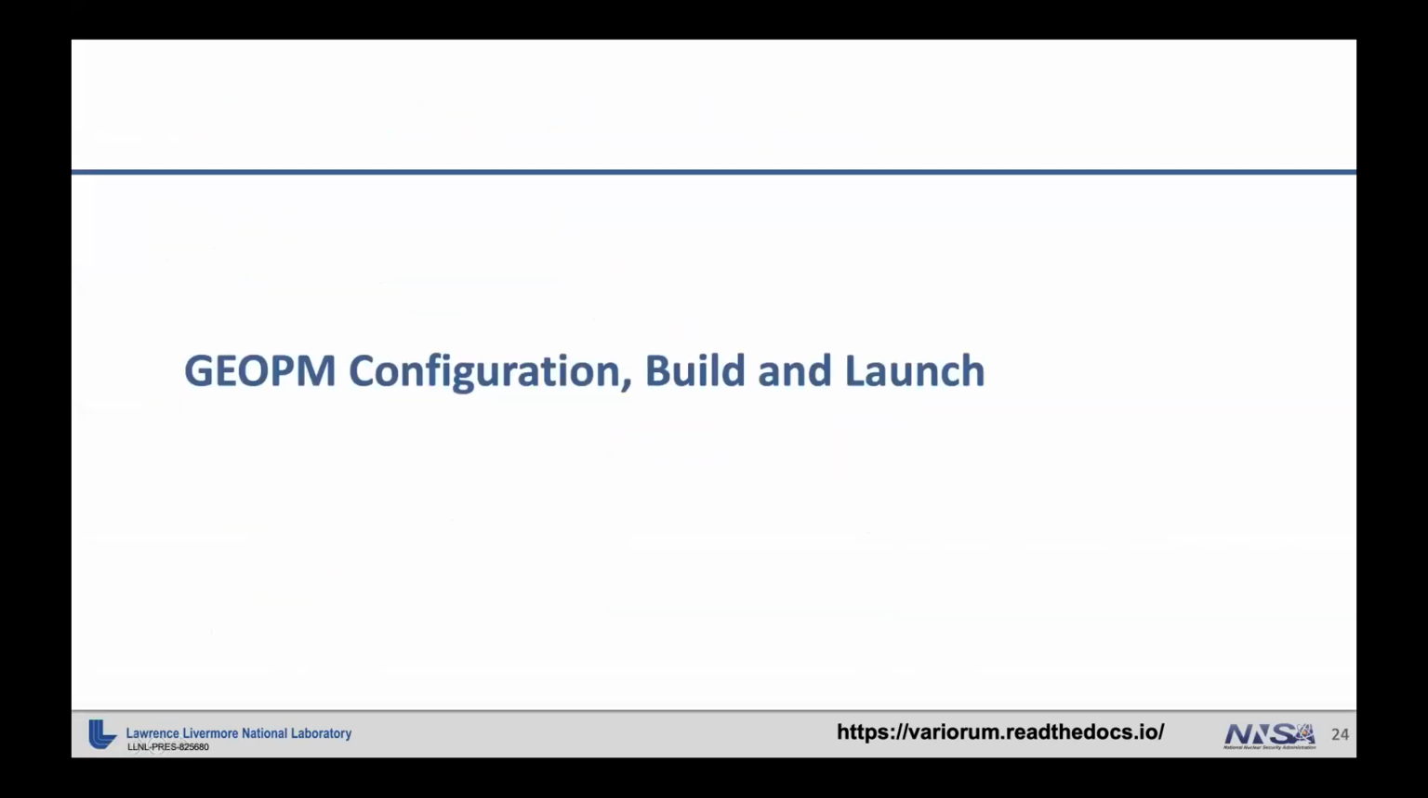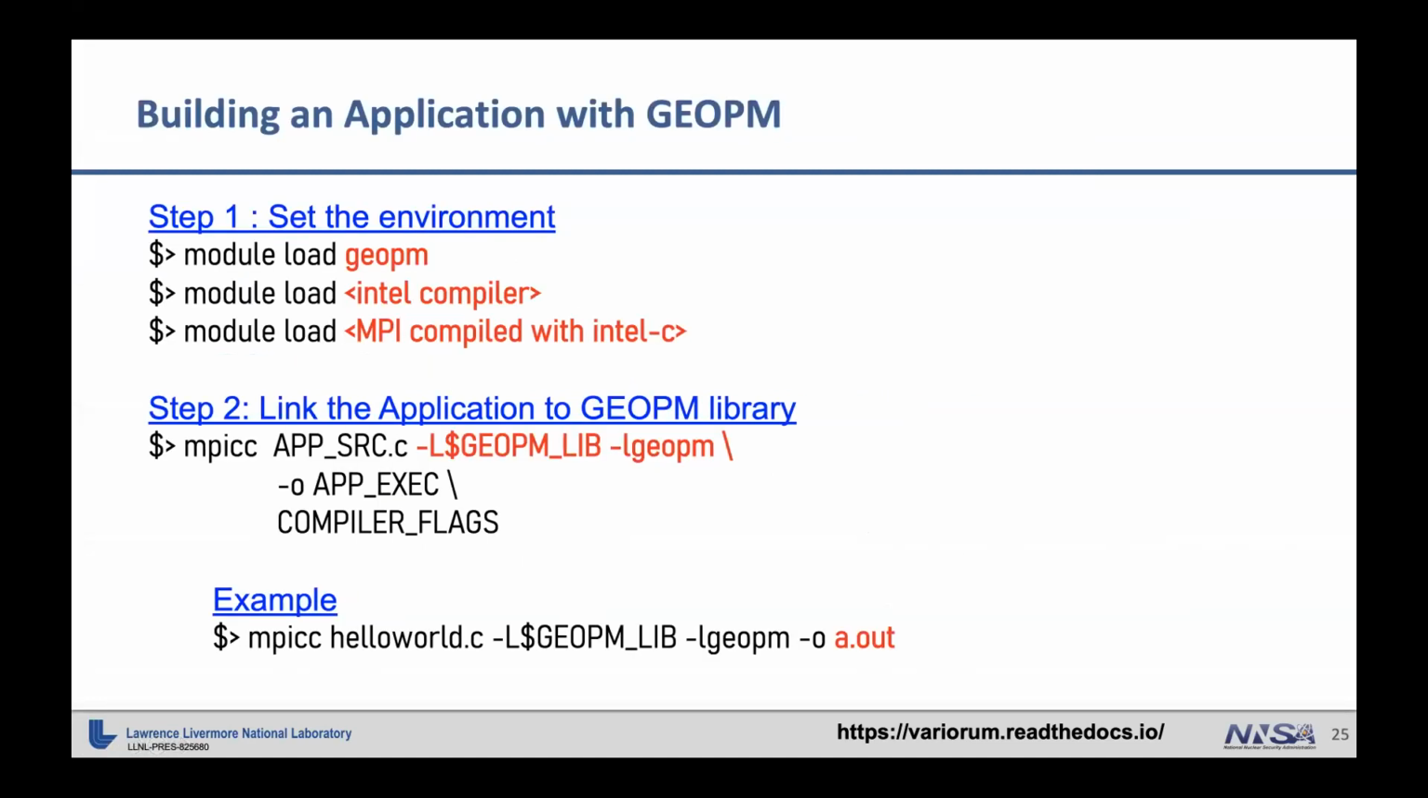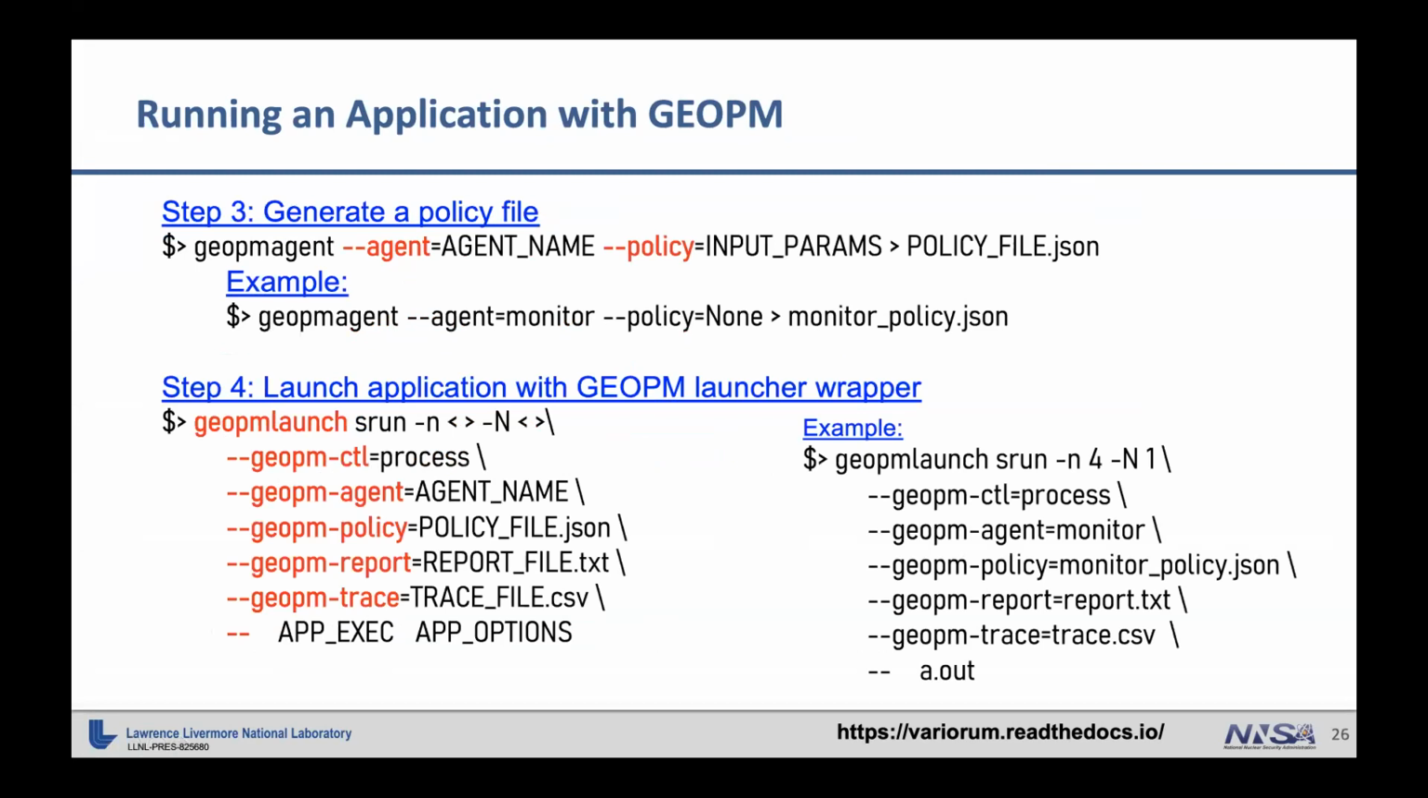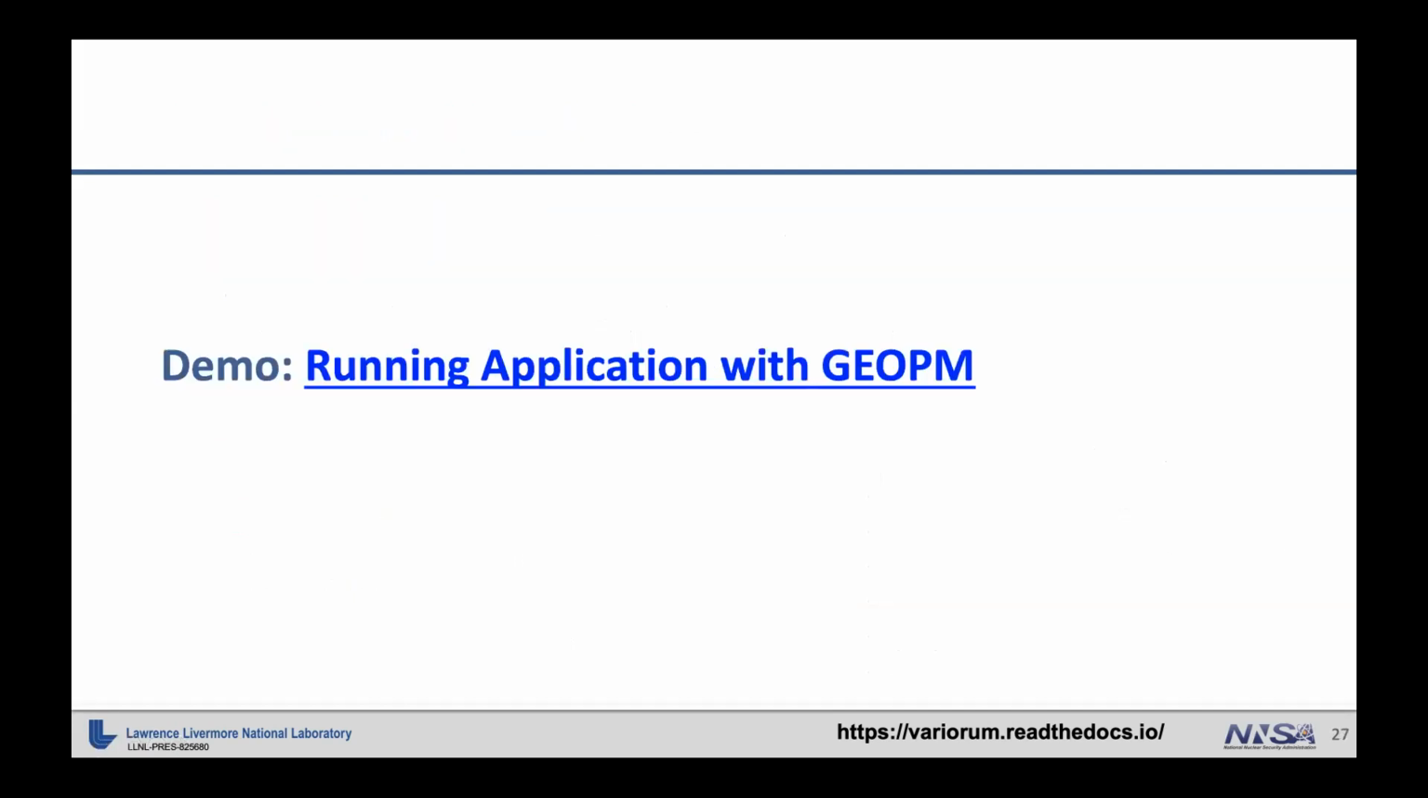So that was GOPM configuration, build and launch of application. These slides just provide additional steps to give you a reference for what it takes to build an application with GOPM. I'm just going to skip over those. In step 4 here, there's some additional information on what other options can be used, especially GOPM agent, policy report, and so on. There's an example of how to do that. This is just for reference. This is the example I was talking about. If I have time at the end of this section, I will show this example.